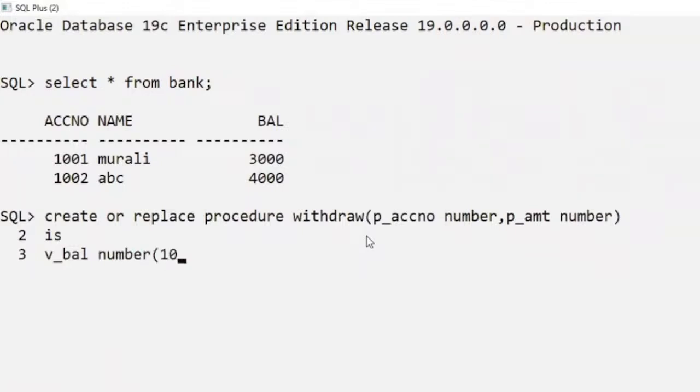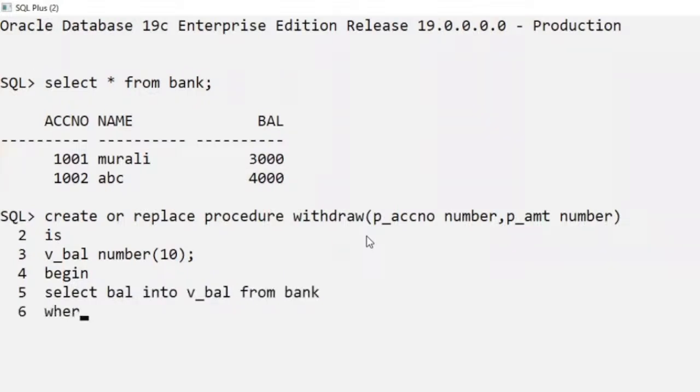Whenever we are inserting an ATM card, then we are trying to retrieve and check the balance. Now check it out, concentrate here. Some coding is there: select balance into v_balance from bank where account number is equal to something. You may not have an idea about these things, but logically observe it. These are all very easy actually.